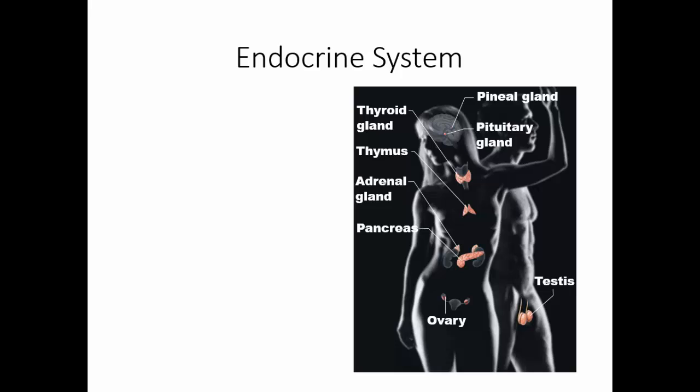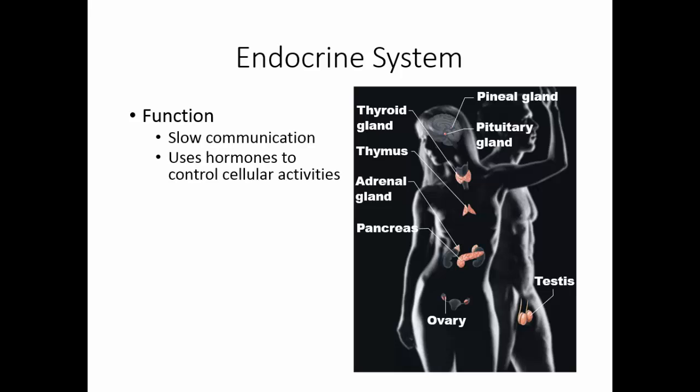The endocrine system is made up of a whole series of glands. Some you've probably heard of, the thyroid gland, the adrenal gland, the pancreas. Others listed here you may be less familiar with. The function of the endocrine system is also communication with parts of the body, but this is a very slow communication.